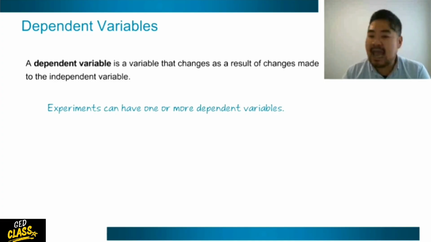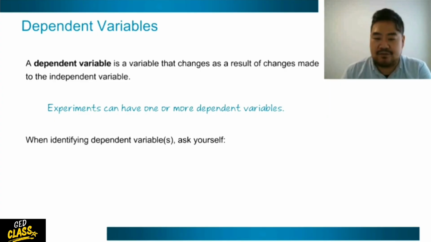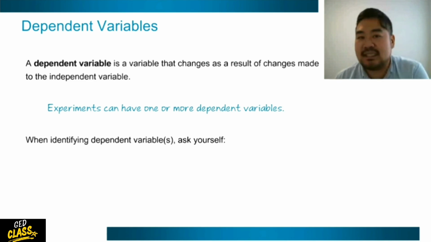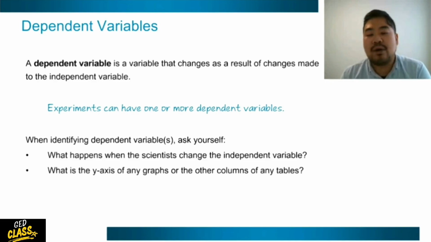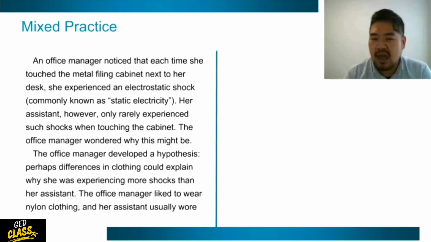So experiments can have one or more dependent variables. So for instance, if you change the temperature, maybe a lot of different things are going to happen, right? So it is possible to have more than one dependent variable. So when you're trying to identify what the dependent variable is for an experiment, ask yourself, what happens when the scientists change the independent variable? And what is the y-axis on the graph or the other columns of any tables? That information is going to indicate the dependent variable. All right, so let's take a look at an example of a passage here.